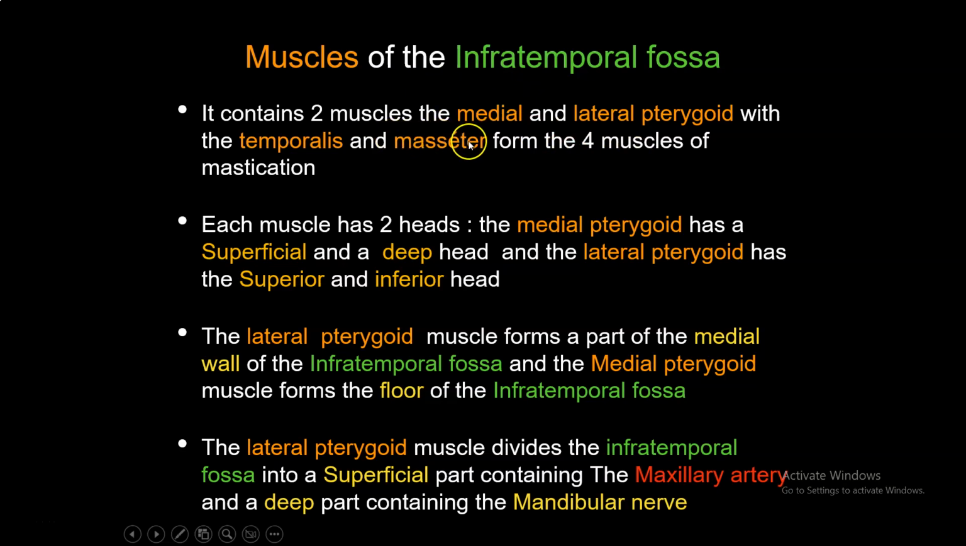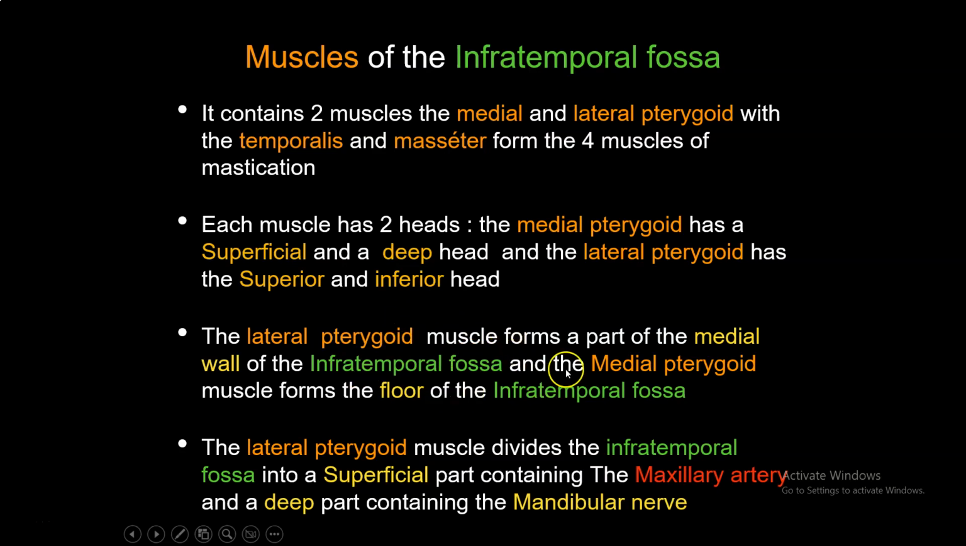Each muscle of the pterygoid has two heads. The medial pterygoid has a superficial and a deep head, as we'll see, and the lateral pterygoid has a superior and inferior head. Sometimes the medial pterygoid is called the inner pterygoid muscle, and the lateral pterygoid is called the outer pterygoid muscle, and the heads of the lateral pterygoid we can call upper and lower head, or superior and inferior head.